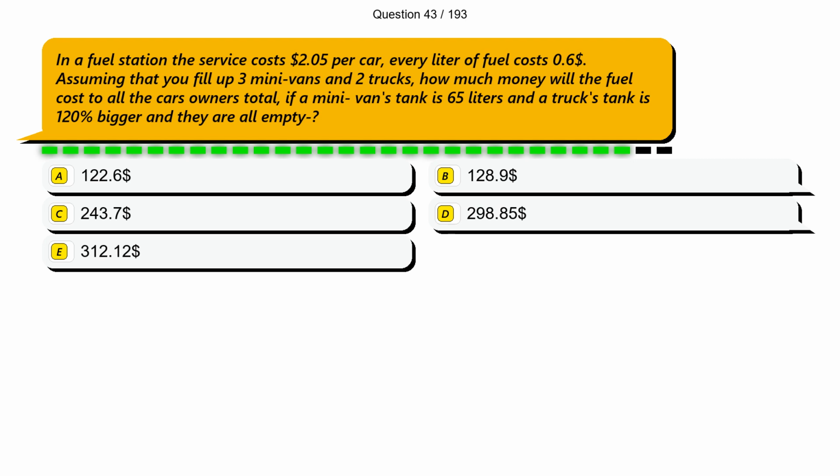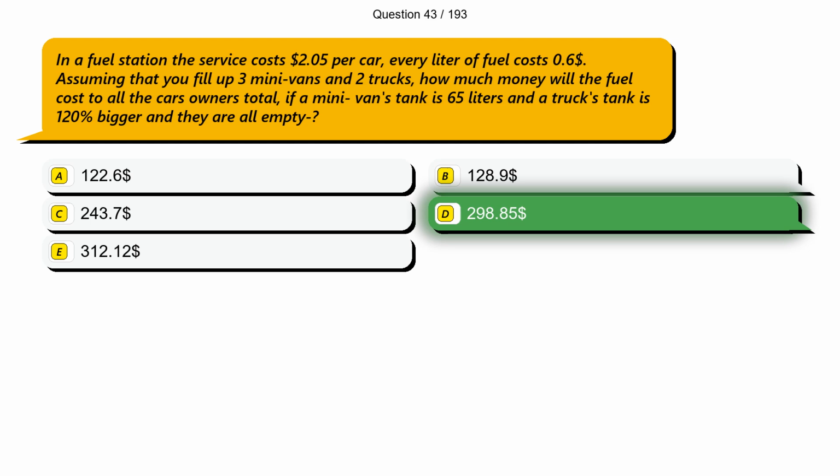Question 43. In a fuel station the service costs $2.05 per car, every liter of fuel costs 60 cents. Assuming that you fill up 3 minivans and 2 trucks, how much money will the fuel cost to all the cars' owners total, if a minivan's tank is 65 liters and a truck's tank is 120% bigger and they are all empty. Option A, $122.60. Option B, $128.90. Option C, $243.70. Option D, $298.85. Option E, $312.12.